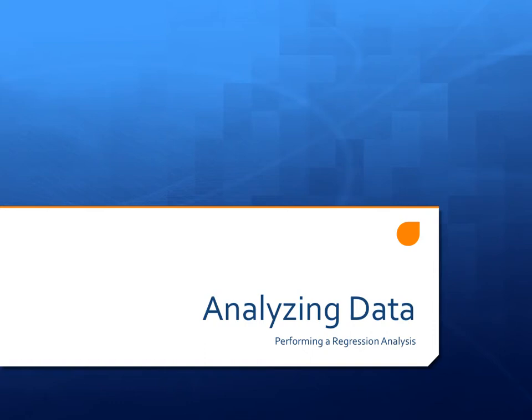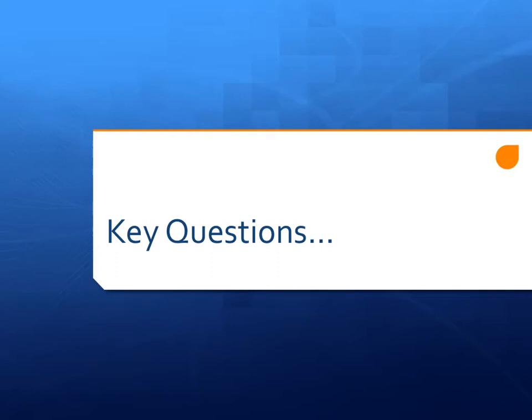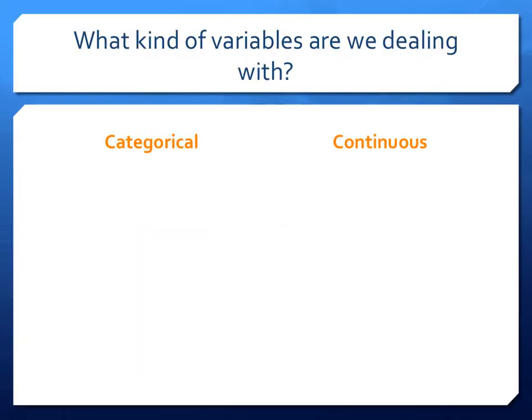All right, 8th grade. We are going to talk now about how to analyze data, particularly with respect to using a regression analysis. So there's some key questions to ask whenever you're performing it. The first off is, what kind of variables are we dealing with? Are they categorical or are they continuous?